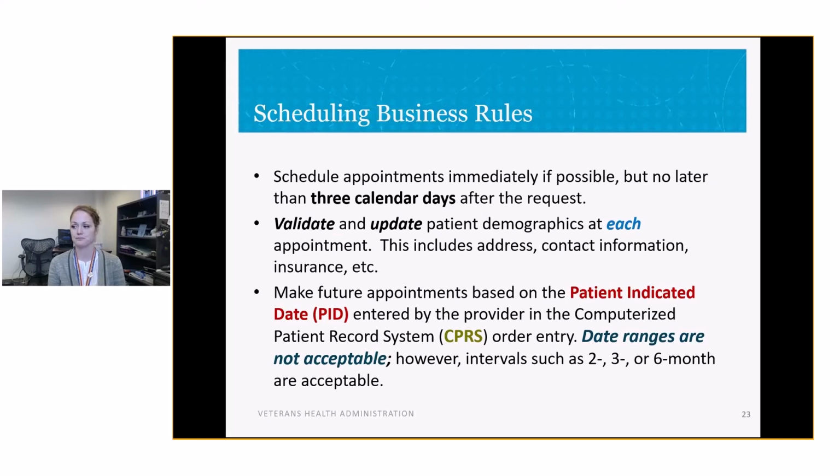We should also be validating and updating demographics at each patient interaction or each appointment. Okay, so every time they come in, we should be trying to review their address, their phone number, next of kin, ask them if their insurance has changed, because if something happens, we don't want to have the wrong information on file for a patient. And another part of the scheduling business rules is to make appointments based on the PID. That's a part of the directive. That is pretty self-explanatory. Try to make appointments on the day that we want the patient to come in. Okay.